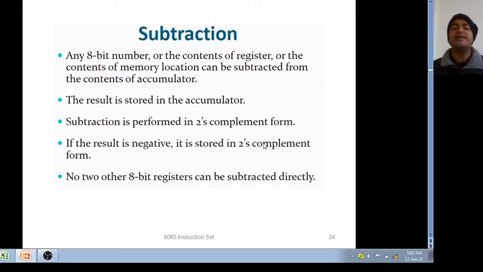No two other 8-bit registers can be subtracted directly without involving the accumulator. You cannot perform B minus C. What you can do? Transfer the contents of B into A: MOV A, B, then SUB C. In this way you can perform subtraction.